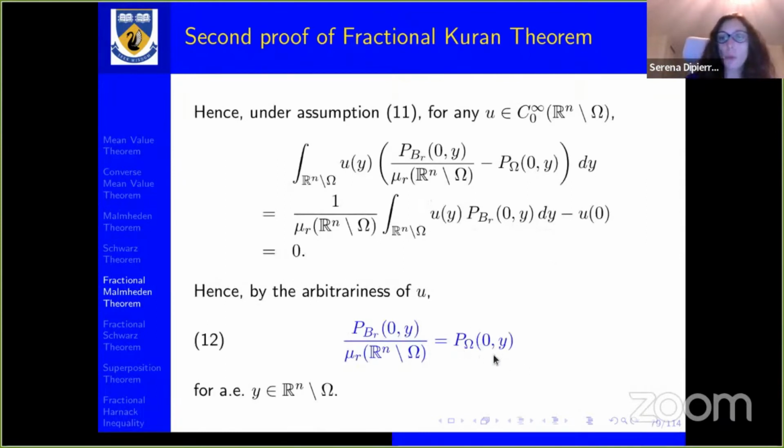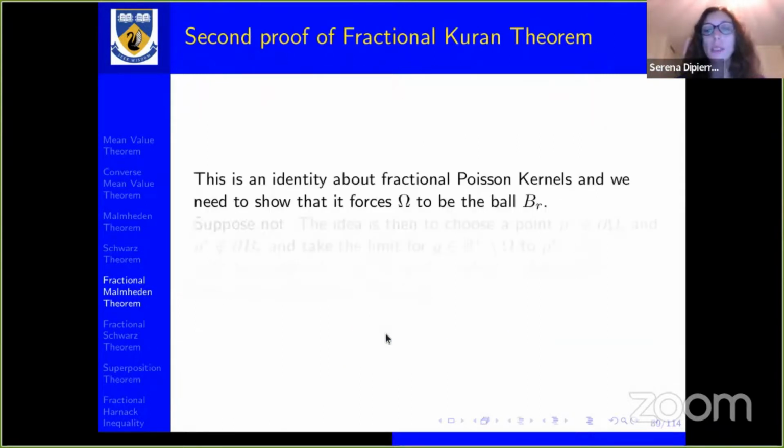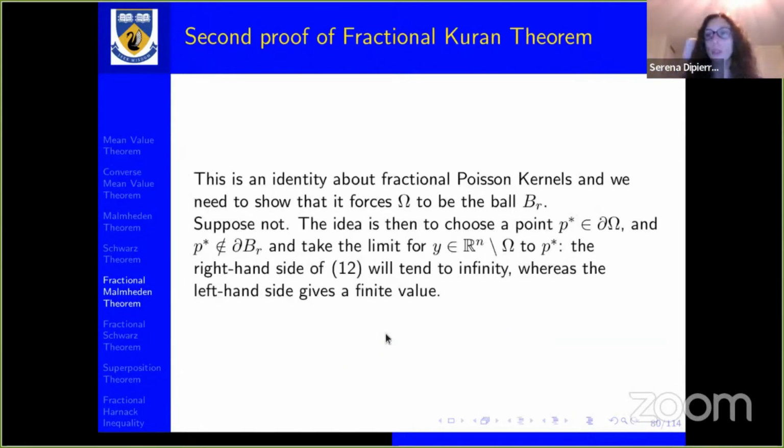And then if we do this, the right-hand side will tend to infinity. This object here will tend to infinity because the Poisson kernel of omega should blow up at the boundary, but this one will not blow up, because this is a finite quantity, since the point does not live on the boundary of B_R. And so essentially this would give me a contradiction. So if omega is sufficiently smooth so that I can define a Poisson kernel, I'm basically done.